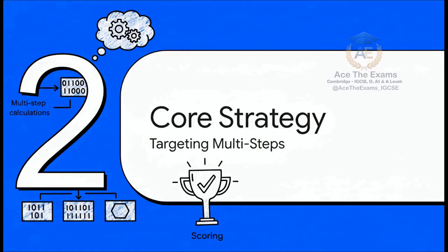Section 2, the core strategy. To break out of this trap and start consistently scoring top marks, we need to understand exactly what the Cambridge examiners are targeting with these multi-step calculations.